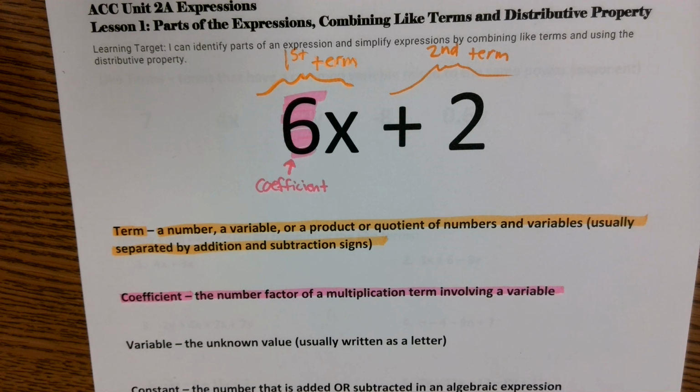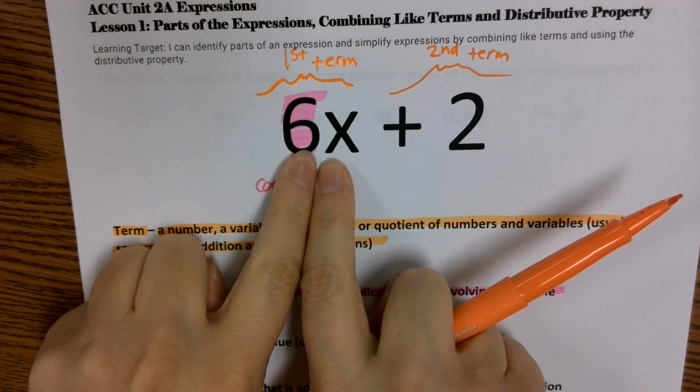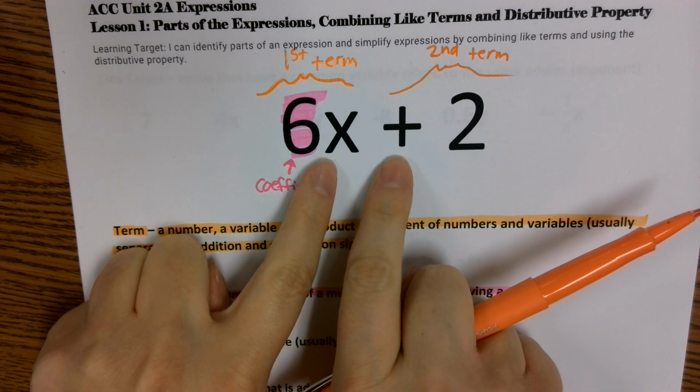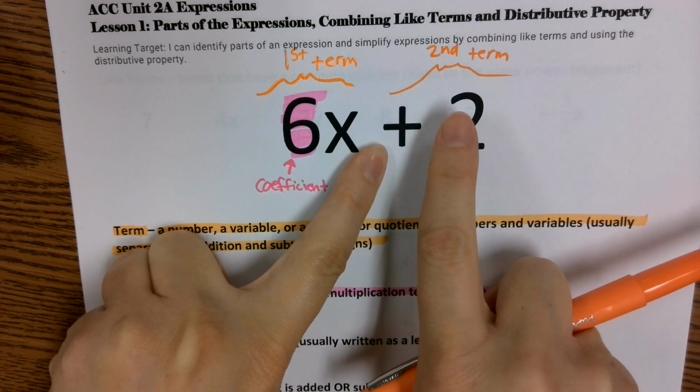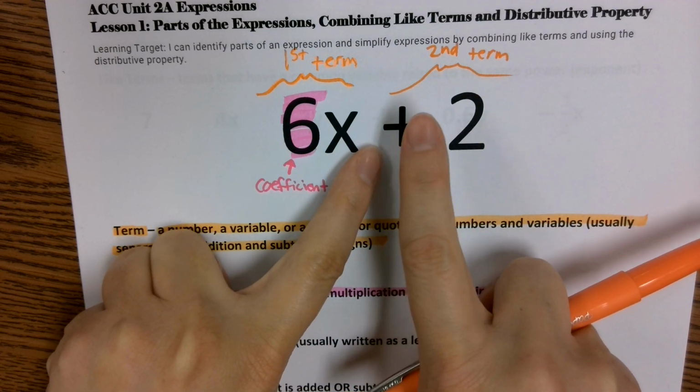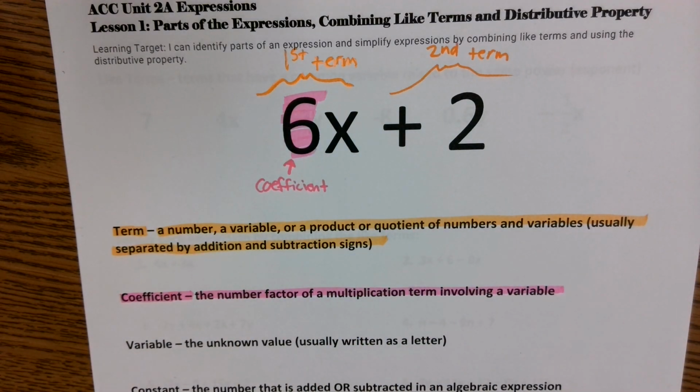Like I said, your terms are just numbers, or just variables, or a combination of products and quotients of numbers and variables, and they are separated by addition and subtraction signs. So 6x is my first term, then I've got a plus sign. That plus sign belongs to the 2, because I'm adding a 2. So what I'm adding is the 2. That plus sign belongs to the 2, just like a minus sign belongs to whatever you're subtracting. Those signs are important because when you separate your terms, those signs become your positive and negative signs. They indicate whether that term is positive or negative.